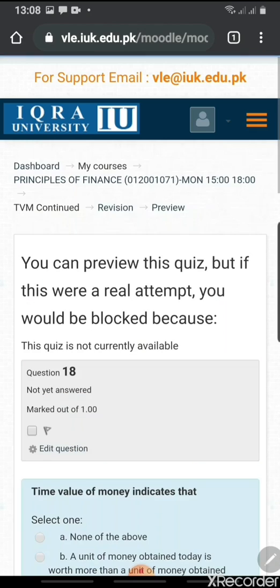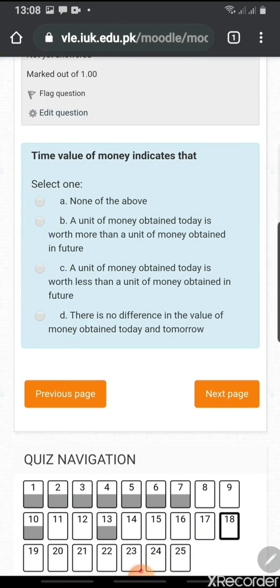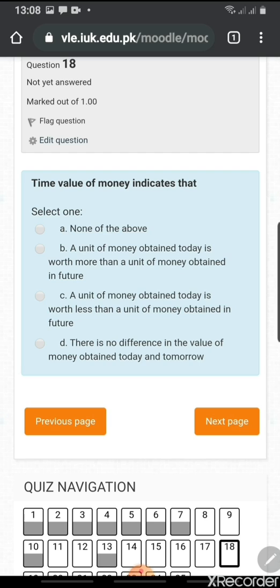Next. Again, we have theory. What does time value of money indicate? In this, we have discussed that when you get the money is very important. So if you look at the options, it says a unit of money obtained today is worth more than a unit of money obtained in future.